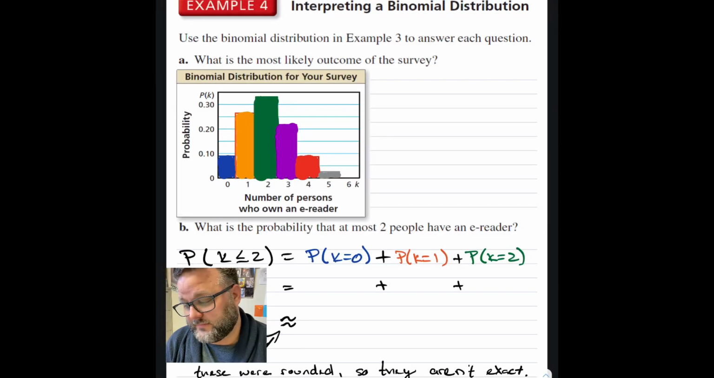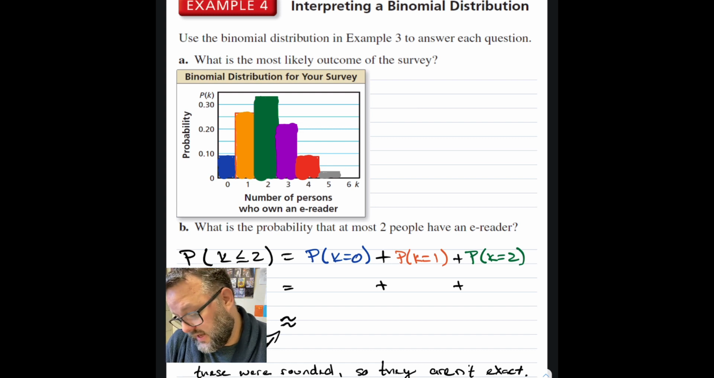Here we go, folks. 9.6, example 4. It's the last one we got together, so let's check it out. Use the binomial distribution in example 3. Hey, look, I remade it, color-coded it, made it into a nice, pretty bar graph. Here you go.